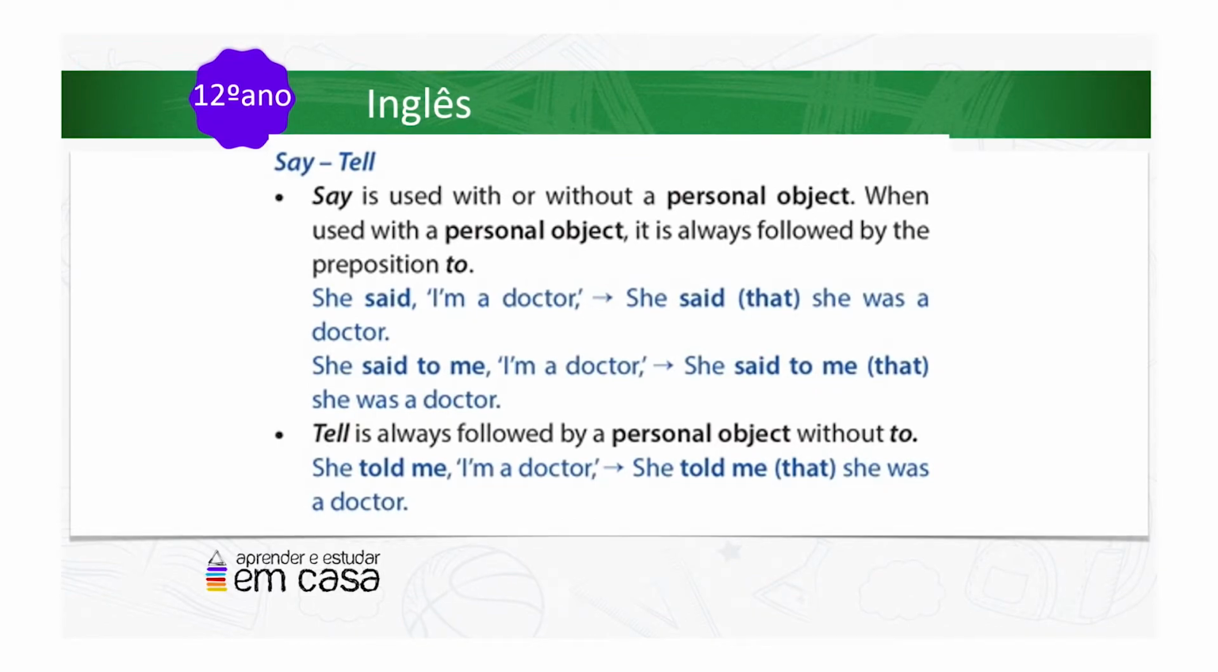This is very important to identify: say and tell. So we use say when we don't know who the receiver of the message is. For example, I get in the classroom and I say things like, "They are giving scholarships."